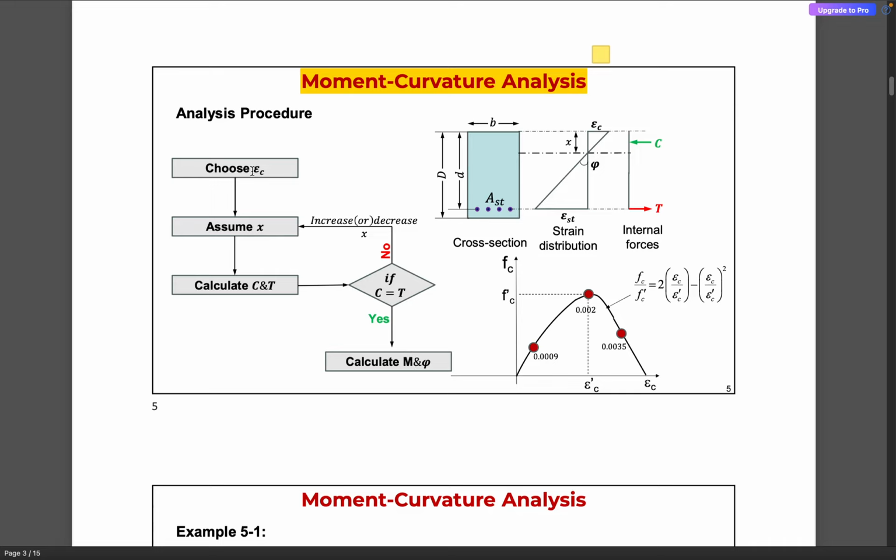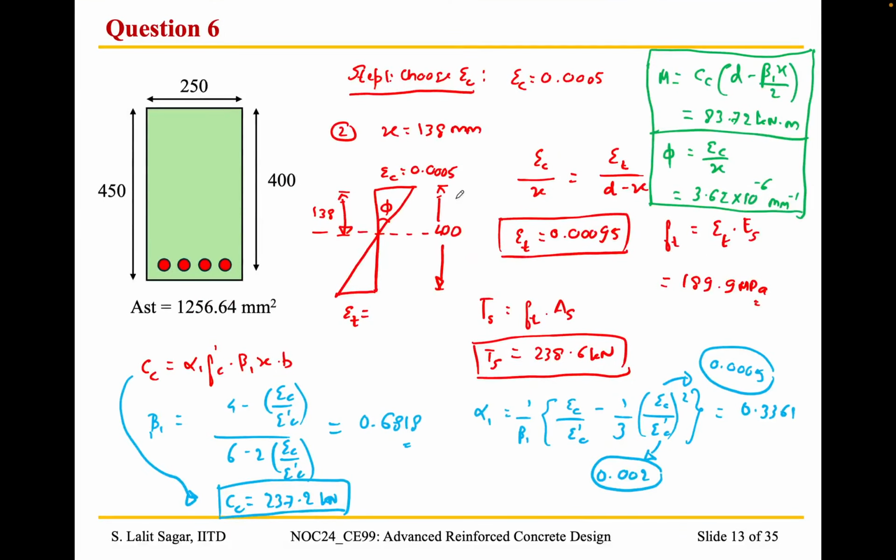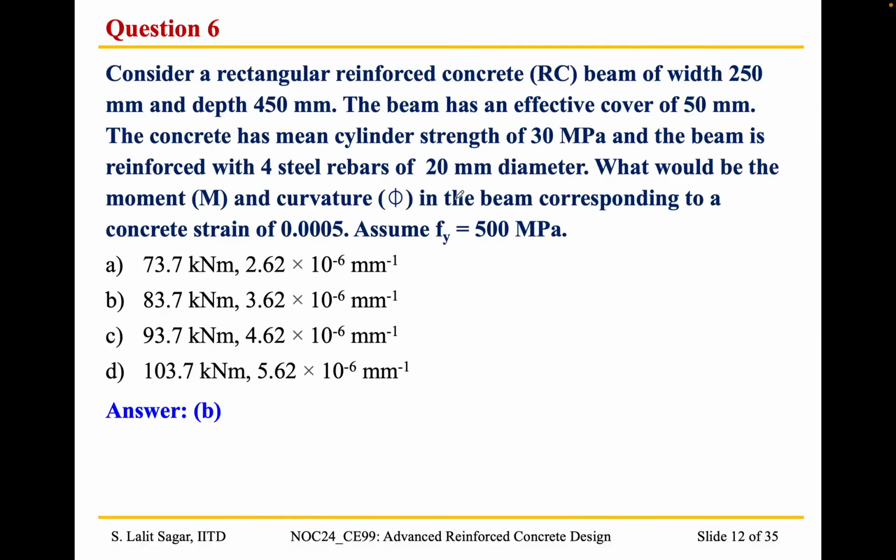After that, we need to find out the value of m and phi. When you calculate the value of m and phi for different values of epsilon c, ultimately you get the moment curvature relationship. So the right answer is option B.